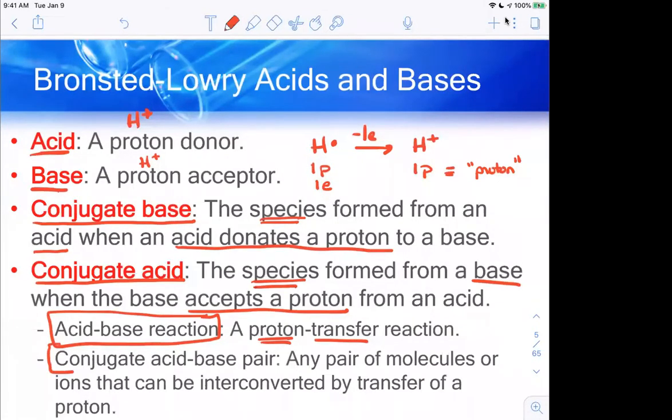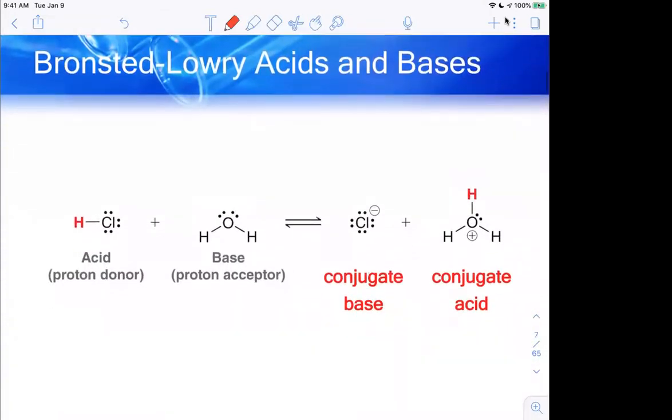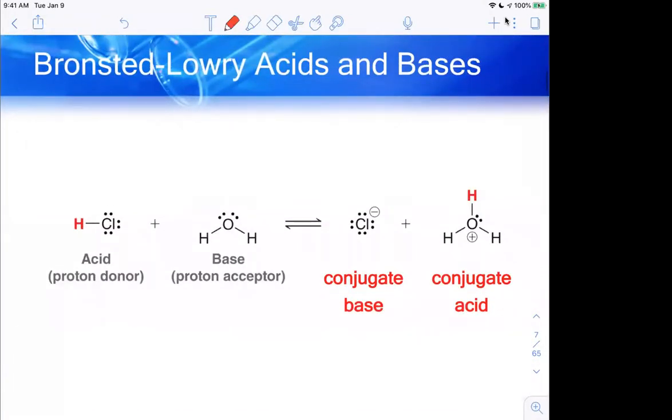I always form a conjugate acid-base pair. I have the acid and the conjugate base, and the base and the conjugate acid. And these are both pairs of molecules that can be interconverted by transfer of a single proton. So let's look at this in the context of HCl.